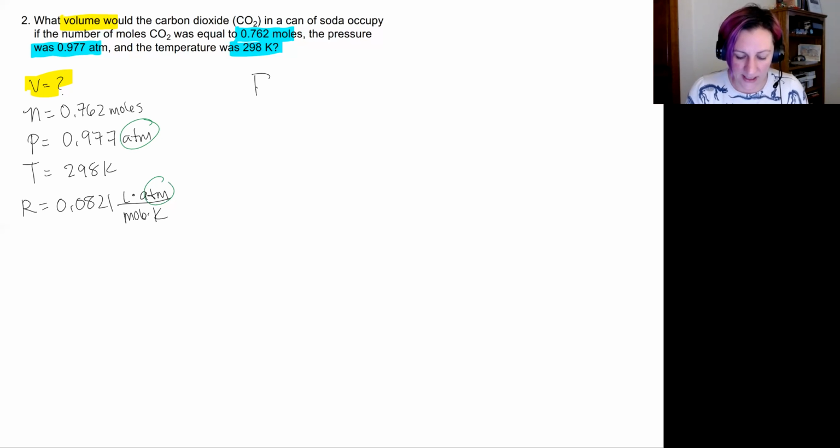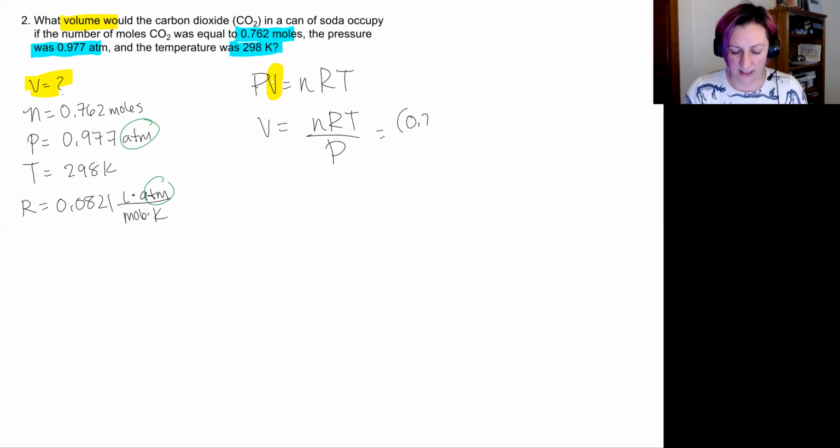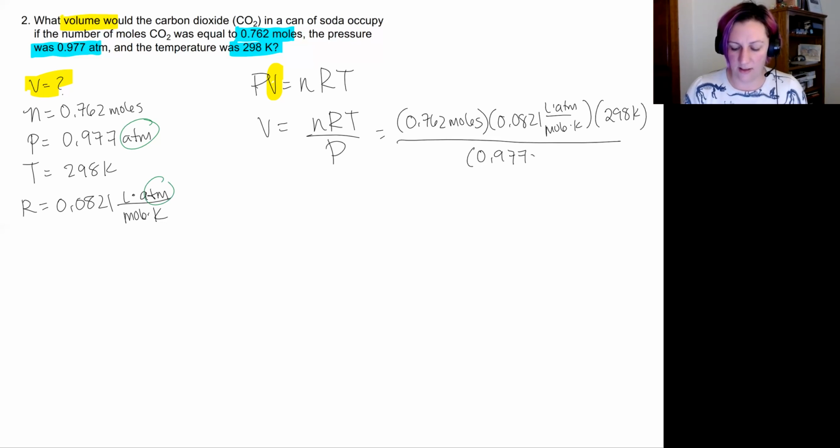So PV equals nRT, and we are solving for volume in this case. I like rearranging the equation first, but you can just plug in at this point as well. So volume is going to be equal to nRT divided by pressure, which will be my 0.762 moles times my 0.0821 liters times atmospheres per moles Kelvin times my temperature of 298 Kelvin, all divided by my pressure, which is 0.977 atmospheres.